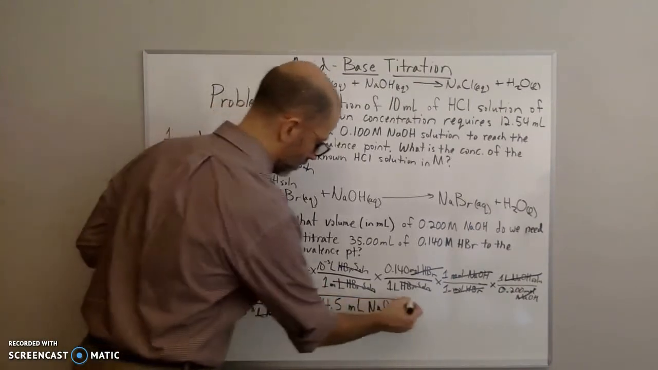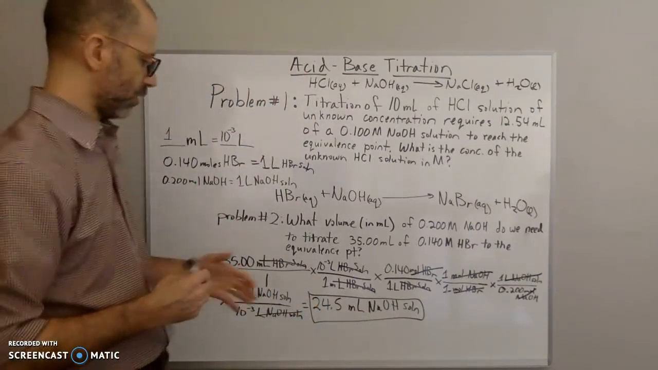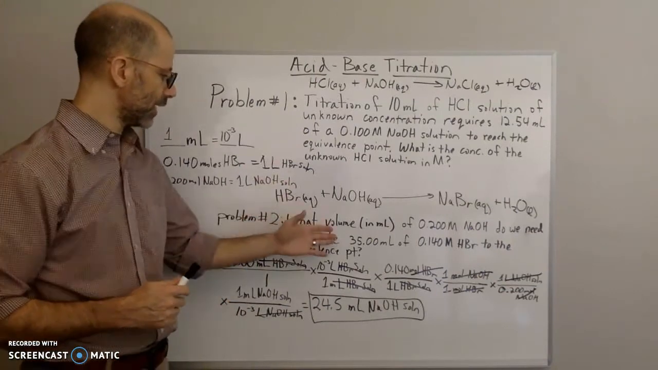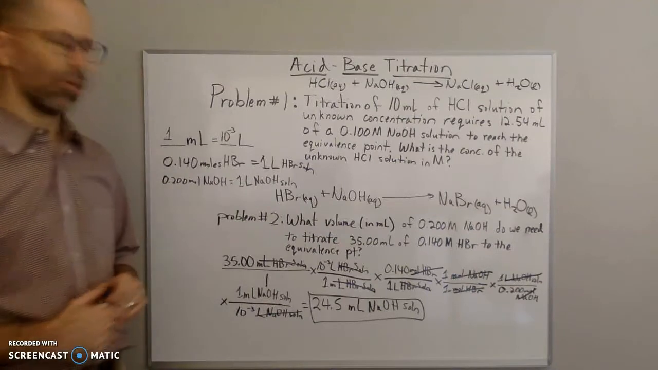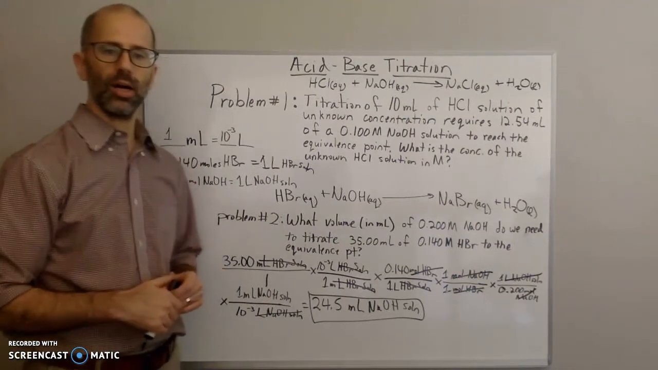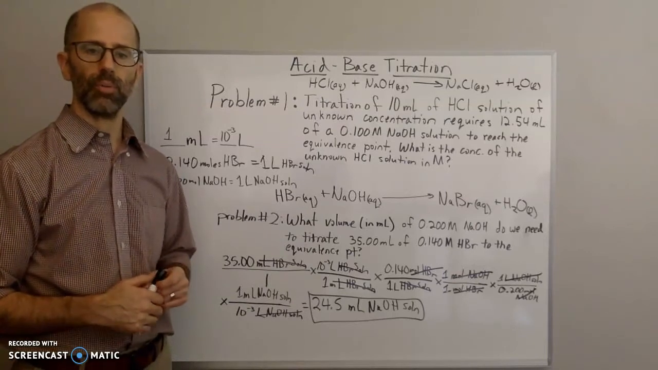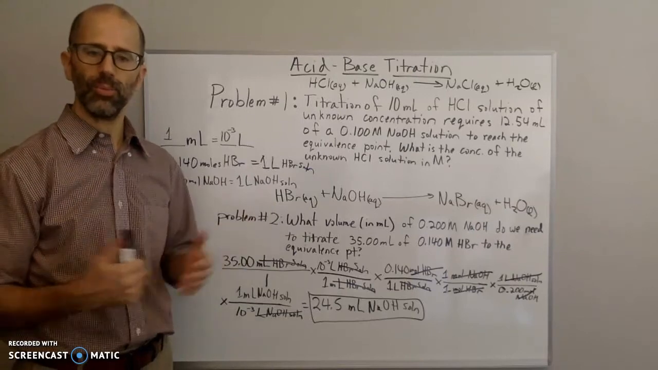So I need 24.5 milliliters of the NaOH solution to titrate and neutralize the 35 milliliters of the 0.140 molar solution that I have of the hydrobromic acid.